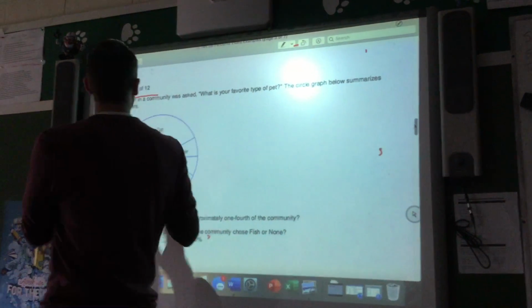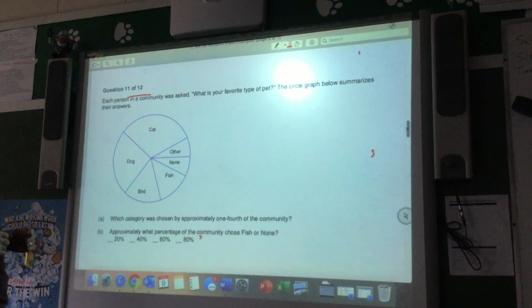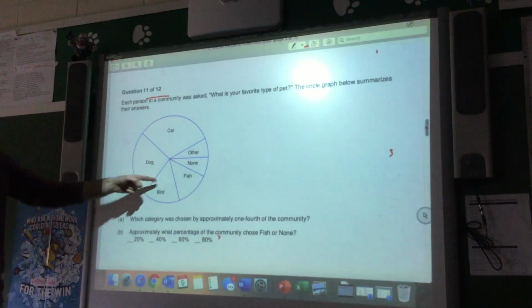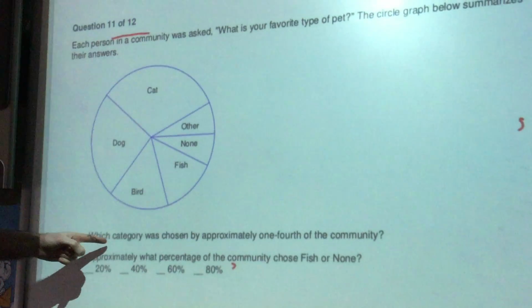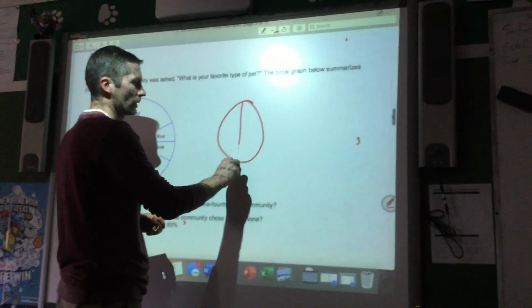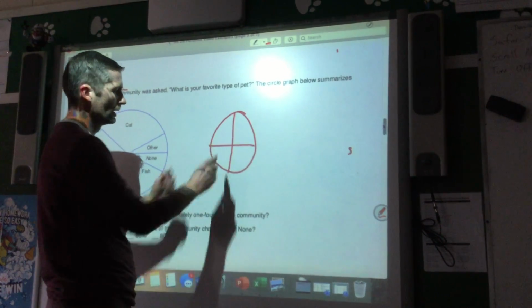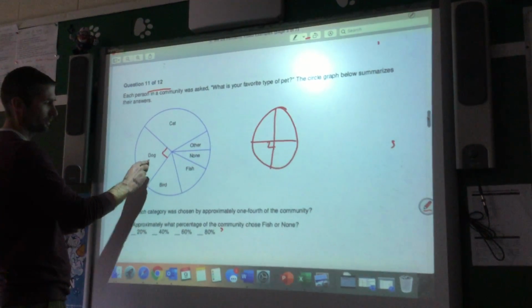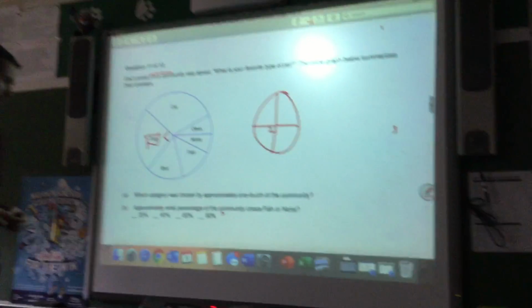Another circle graph. Each person in the community was asked, what's your favorite type of pet? And the circle graph shows their answers. Here we go. More people like dogs and cats and birds, finally. Which category was chosen by 1/4 of the community? Well, 1/4 of this graph, 25% would be like that. So let's look for a right angle. That looks like the best right angle, so the answer for that is dog.